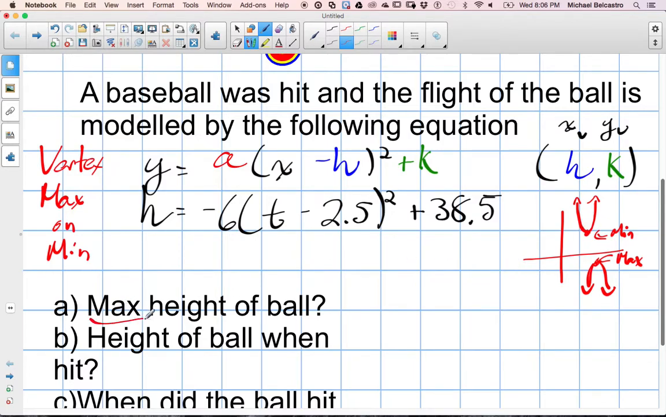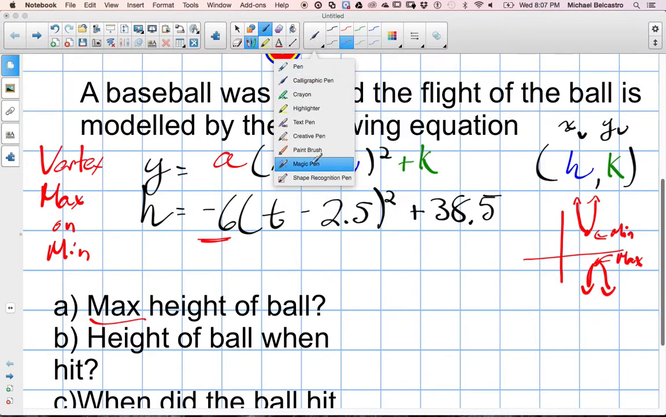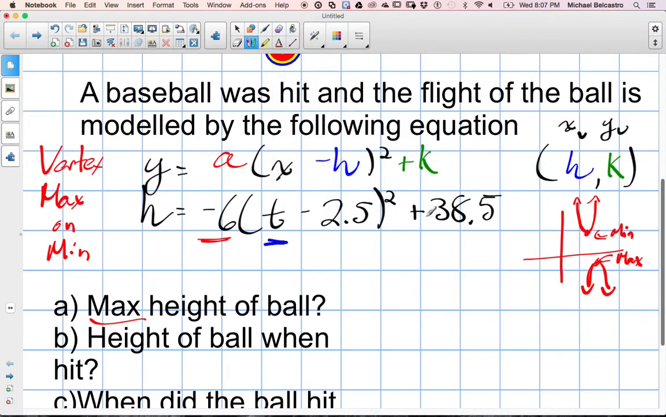So, max height of the ball means that this parabola, if it's a max, must be pointing downwards. And we can verify that. What's the a value of this equation? Negative 6. Yes, and because it's negative, it is facing down. So that checks out. There is a max value, and we want to know the max height. We know that t is essentially our x value, and t is representing our time. So the x value of the vertex is our time here, and the height would be the k value here. So let's find the vertex.